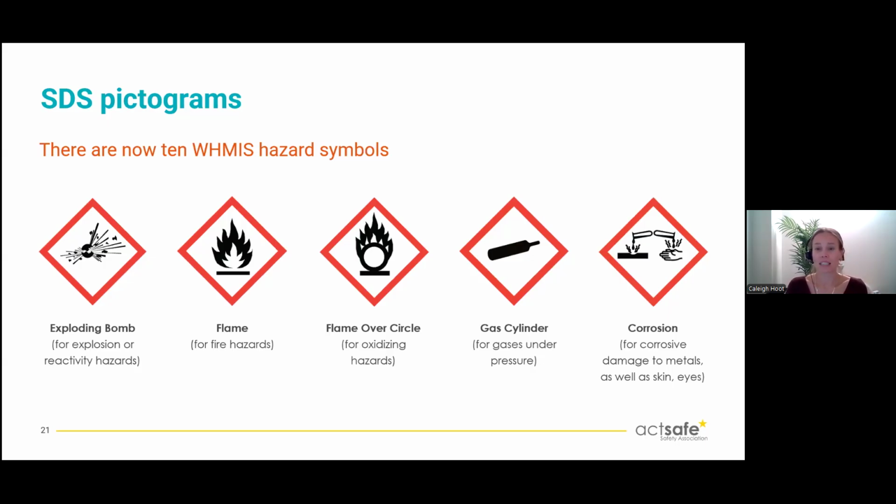You'll see things like we can see on the screen right now, like a flame for flammables, or a gas cylinder for gases under pressure. There's a whole bunch of them. I'll show you a couple more on the next slide, but if you're not familiar with pictograms, we do have some resources on our website that'll take you right to the pictogram page and explain all of those to you.